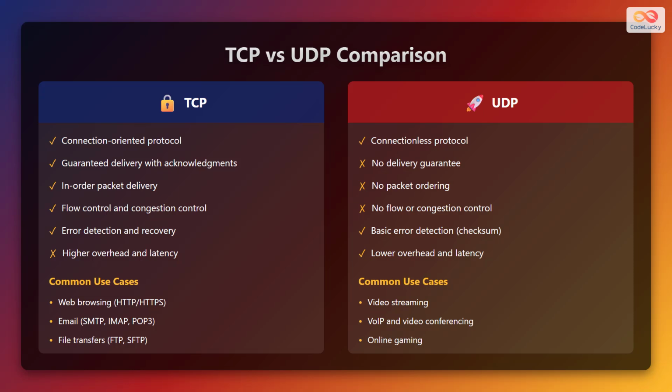TCP offers error detection and recovery, while UDP only provides basic error detection. TCP has higher overhead and latency compared to UDP, which has lower overhead and latency. Common use cases for TCP include web browsing, email, file transfers, and remote access. Common use cases for UDP include video streaming, voice over IP and video conferencing, online gaming, and domain name system queries.